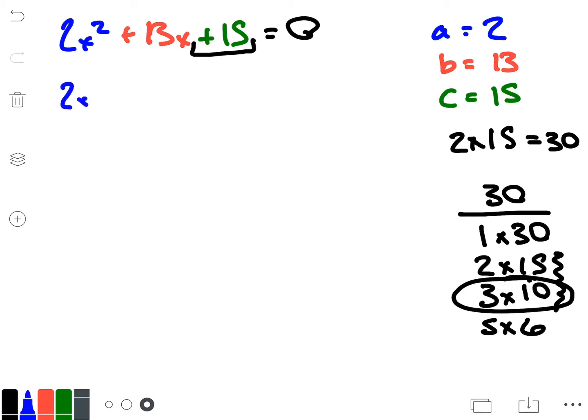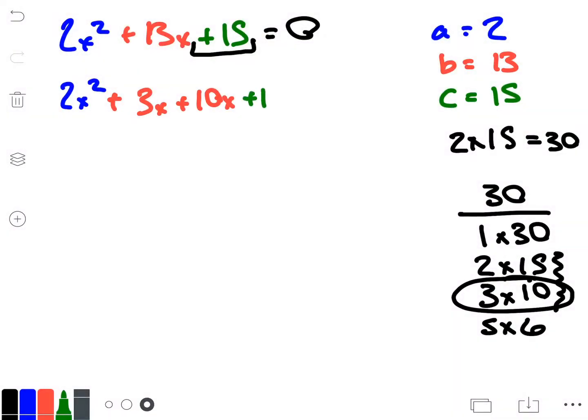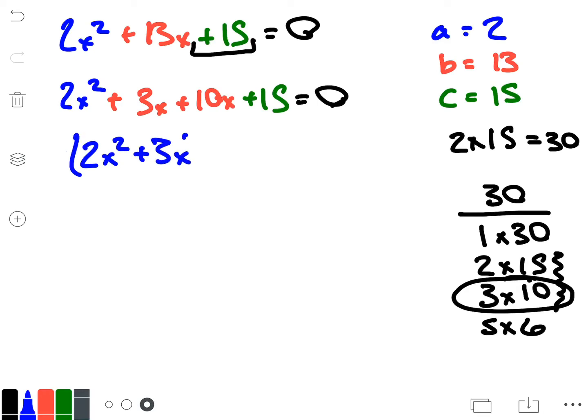So let's rewrite our equation. We have 2x squared plus 3x plus 10x plus 15 is equal to 0. We'll split this into two binomials. So we have 2x squared plus 3x, which we'll put in parentheses, and then we're going to add 10x plus 15, which is equal to 0.